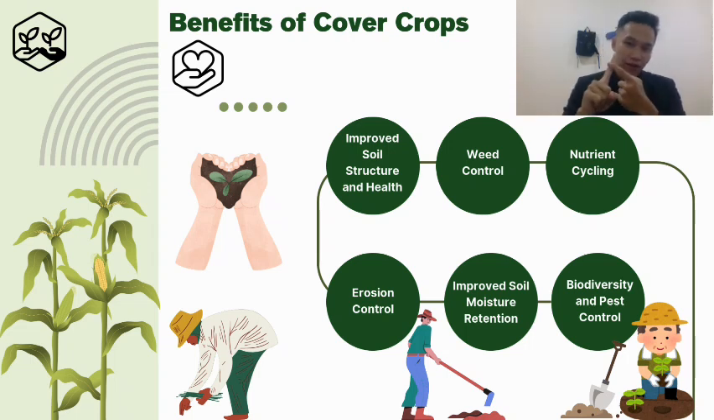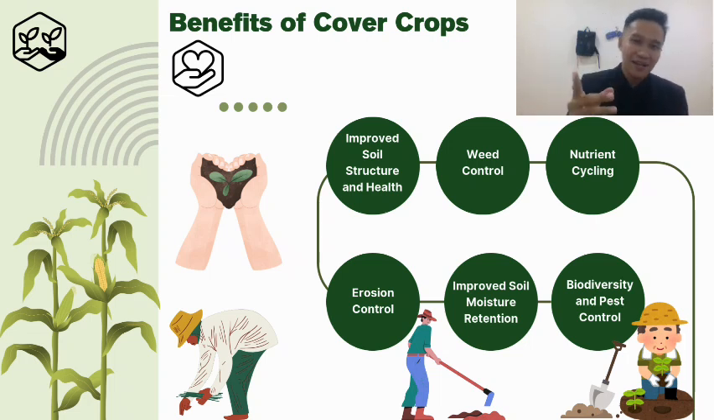First of all, improve soil structure and health. Cover crops such as legumes, grasses, and brassicas help to improve soil structure by preventing erosion, increasing organic matter, and enhancing soil aggregation. Their root systems can break up compacted layers.